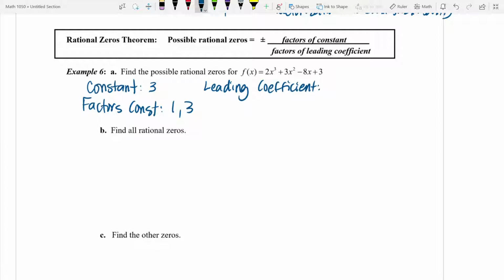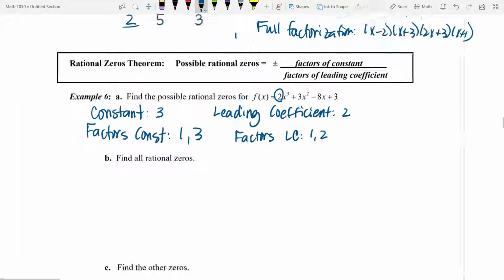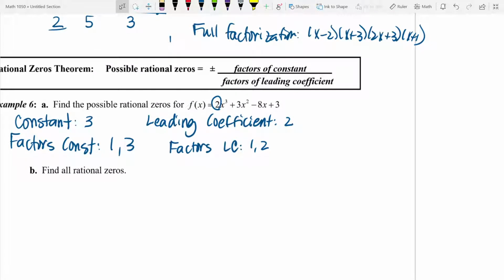Here's how you find the leading coefficient. Find the biggest exponent, which is a 3. Look at the number in front of it. That would be a 2. So that's your leading coefficient. Okay? And then we're going to have to find the factors of the leading coefficient. What numbers go into 2? 1 and 2. So now look at this formula.